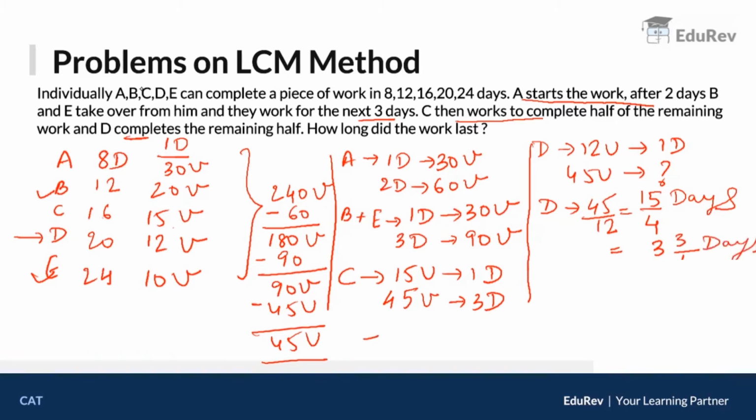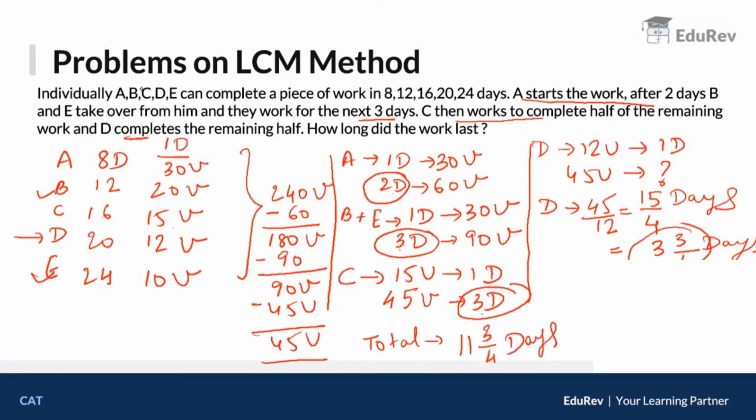So the question is, total how many days were taken? Total. Earlier A worked for 2 days. Then these guys worked for 3 days. Then C worked for 3 days. And D worked for 3 3 by 4 days. So 2 plus 3 is 5. 5 plus 3 is 8. 8 plus 3 is 11. So your answer is 11 3 by 4 days were taken to complete the entire task.